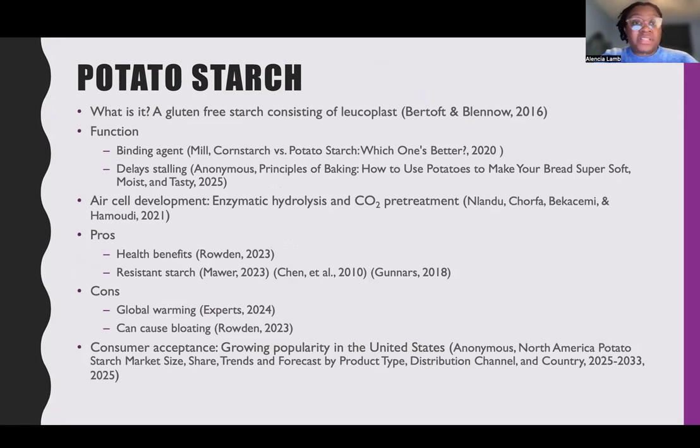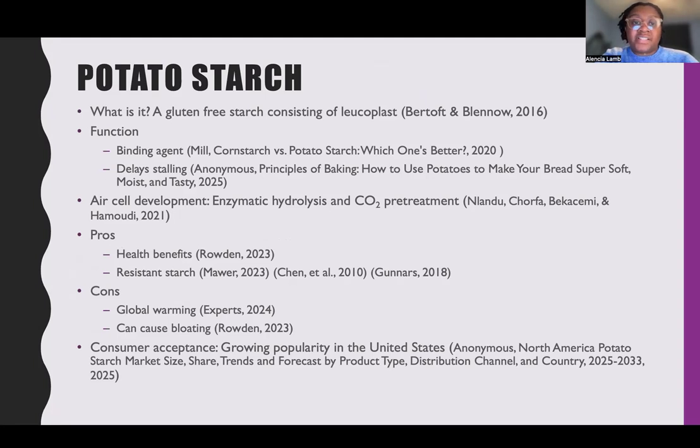So now moving on to potato starch. Unlike tapioca flour or starch, potato starch and potato flour are two completely different things, so it's not interchangeable in this case. But what is potato starch? It is a gluten-free starch consisting of two leucoplasts, that being amylose and amylopectin. The function of potato starch is that it is a binding agent, and it can also delay staling. Some more functions of potato starch is that it is able to retain water, it adds plasticity to the crust, and it is able to provide a chewy texture to baked goods.